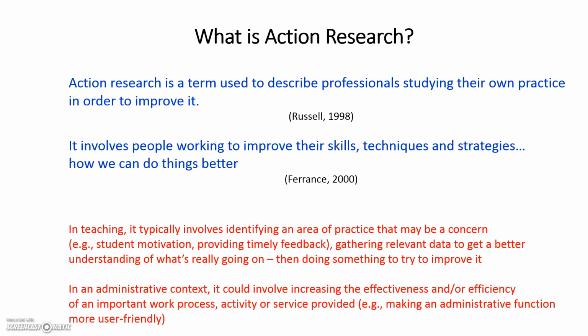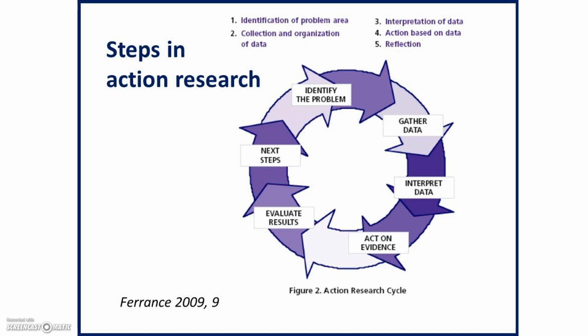Similarly, in administrative work, it's about the effectiveness and efficiency of the work processes, the activities that we do, the services we provide. So we might be looking at how some of these tools can improve, say, an administrative function to make it more user-friendly. That's just one example. Now let's move on and have a look at the action research process, because that's the really meaty area. As you can see in the diagram, there's a number of steps.